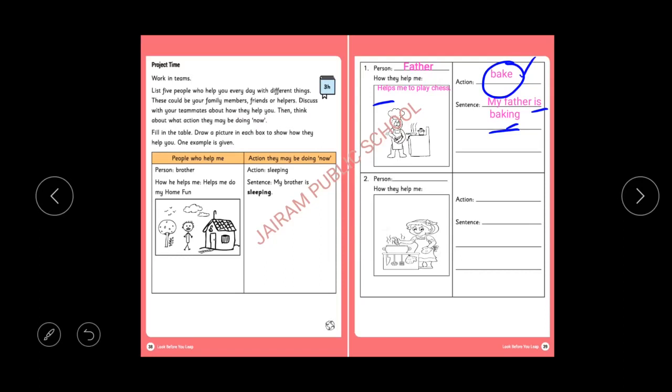Person. Next person is who? I have chosen my mother. Helps me to write. I have added s with the word helps, so this is the routine action as I said earlier. Action. What will she be doing now? Cook. My mother is cooking. Cook is the action word. Is is the be form verb. We have added ing also. I hope you all understood, children.